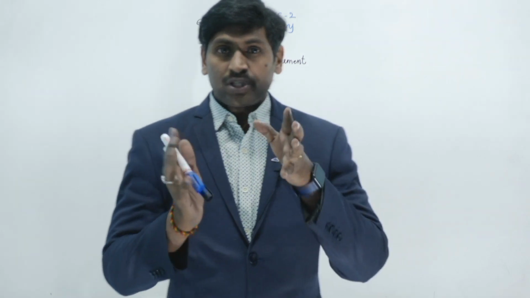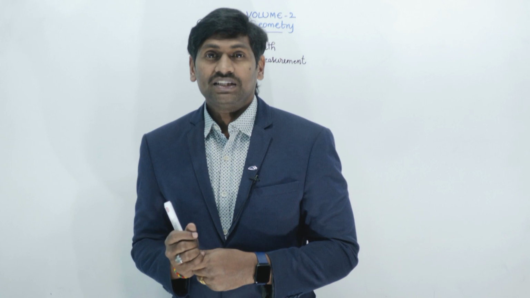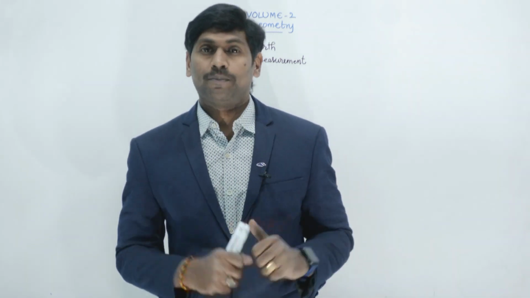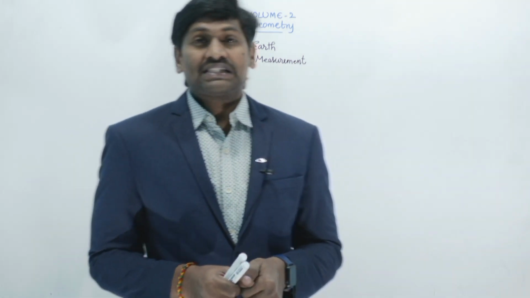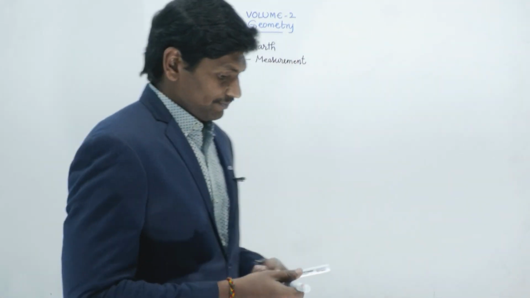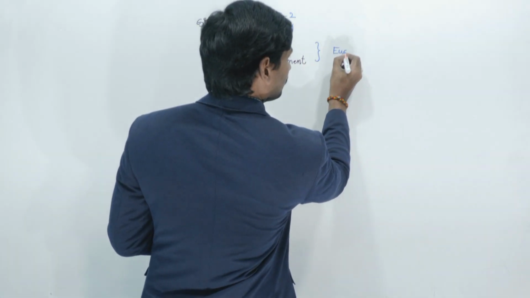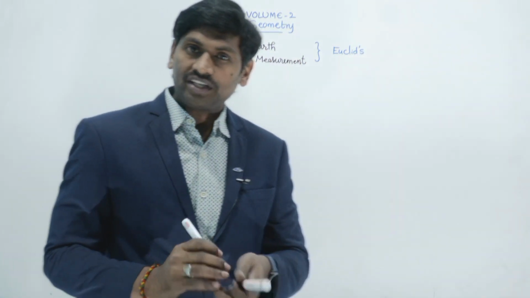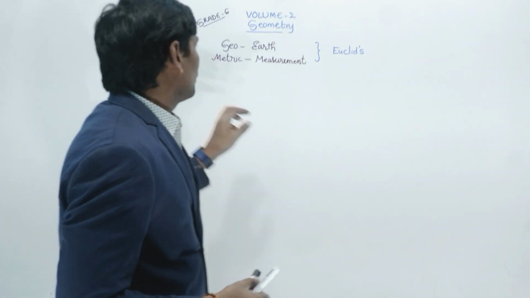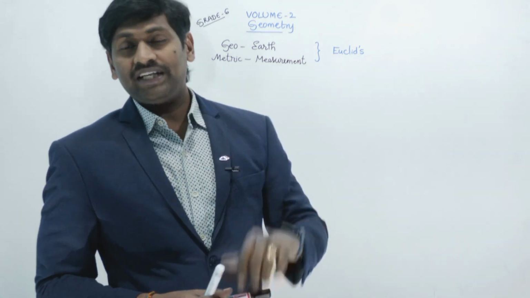Not only the measurement of earth, but also the regular shapes which are available on the earth, we can measure by using this topic. It was introduced by the famous Greek mathematician Euclid, so we can call this Euclid's geometry also. Basically, Euclid derived three terms.